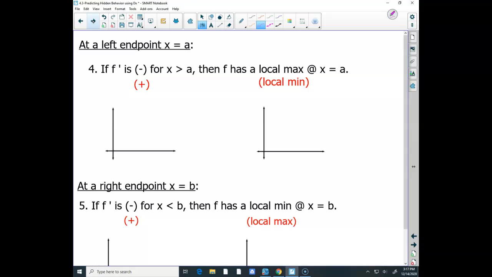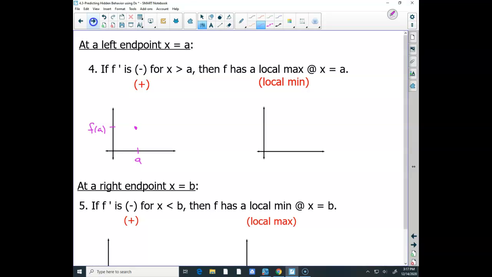So we're going to look at endpoints here quick, okay? Maximums and minimums, and this is by definition at a left endpoint x equals a. So if f prime is negative for x greater than a, then f has a local maximum at x equals a. What the heck does that mean? That means if I have an x value of a here, and I come to here, this is f of a, so here's my left endpoint.